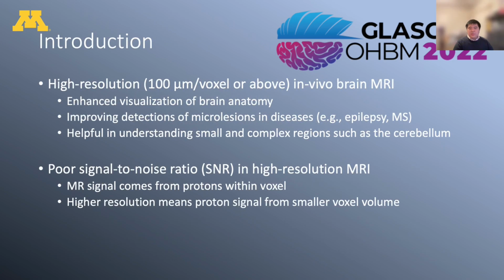High resolution MR imaging with resolution of 100 micrometer per voxel or above could significantly enhance visualization of brain anatomy, which could have clinical uses in detecting microlesions in diseases such as epilepsy or multiple sclerosis. It could also help understand human brain anatomy, particularly in small and complex regions such as the cerebellum.